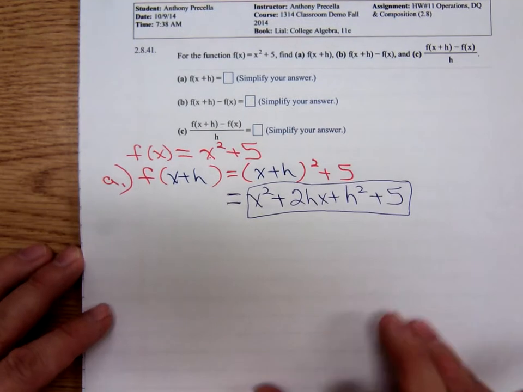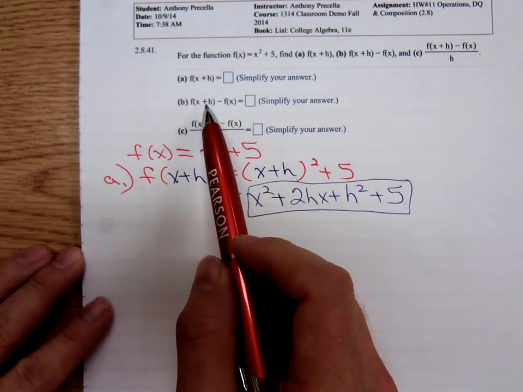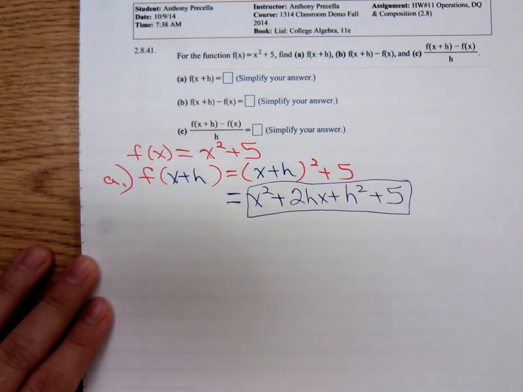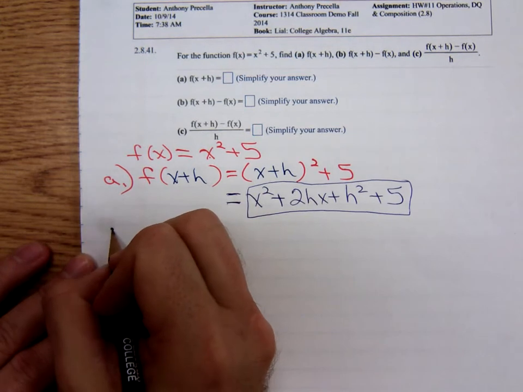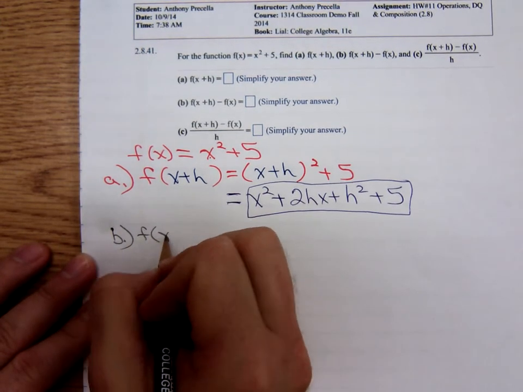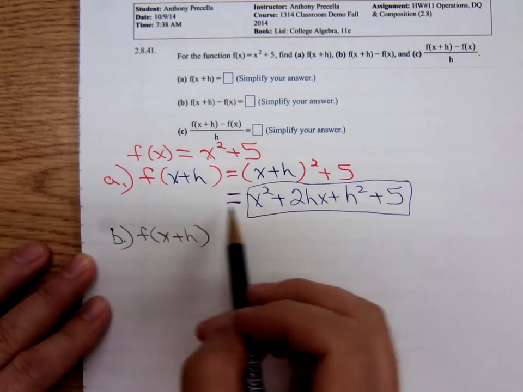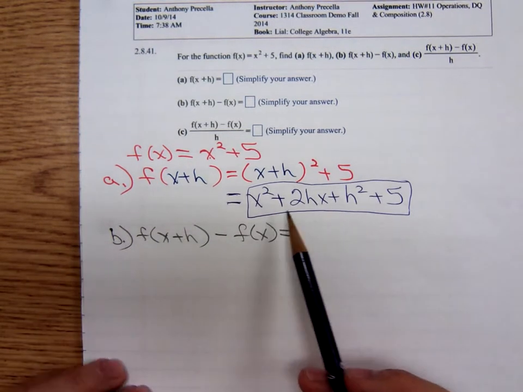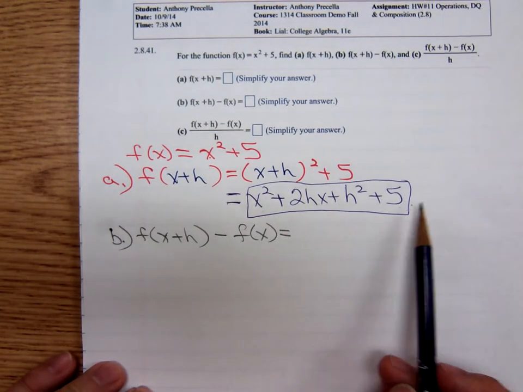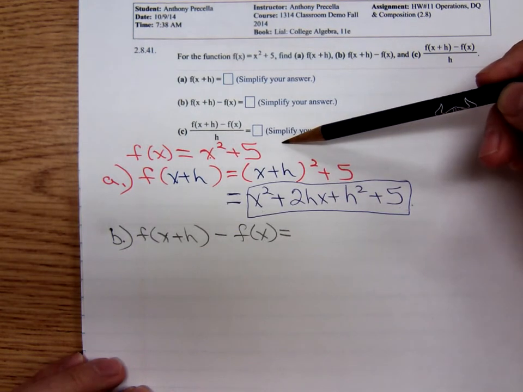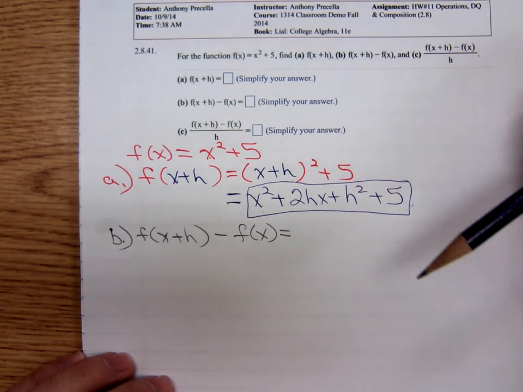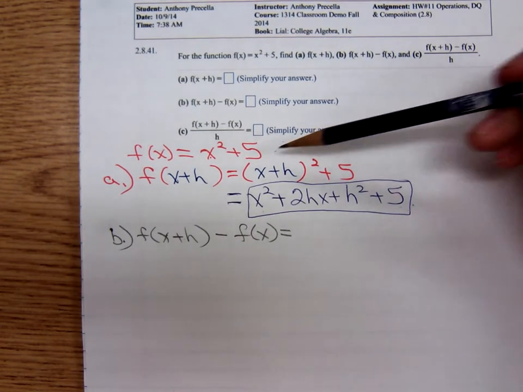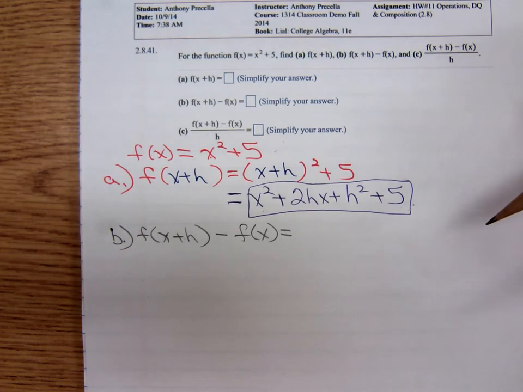Part B you can do without showing any work if you understand what they're asking for. They want you to take f of x plus h, the thing you just found in part A, and subtract off the original terms. You can do this without showing any work if you understand what they're asking for. Take what you found, subtract off the original terms. Which terms are being subtracted off?